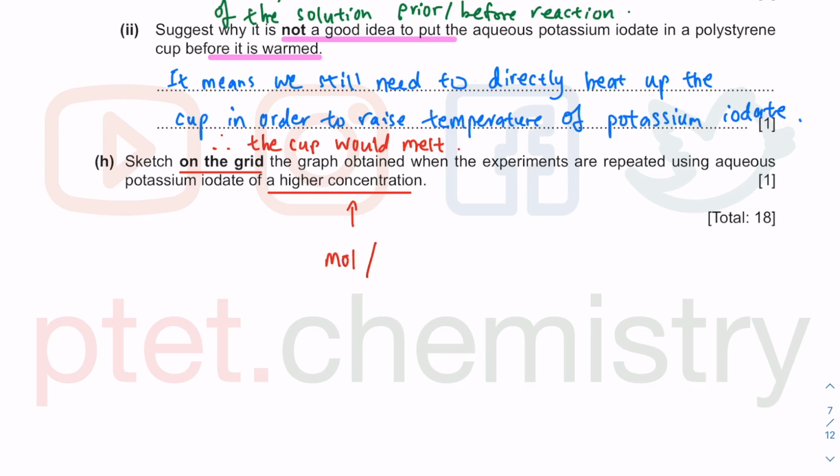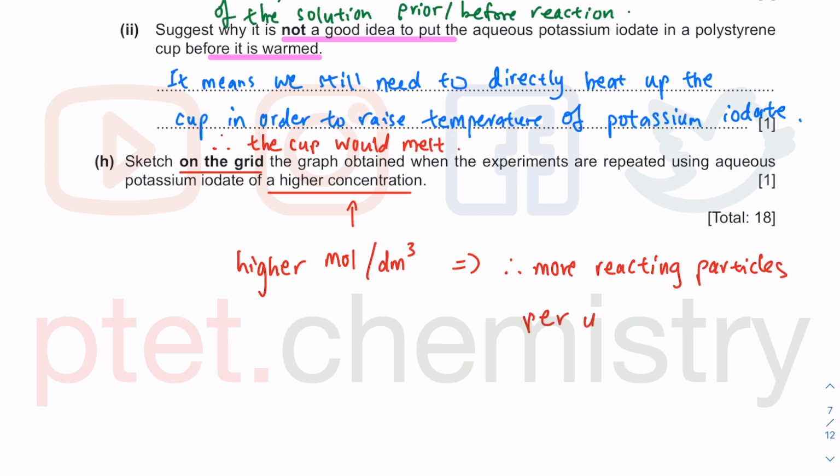Concentration is in mole per dm cube, so we're looking at higher mole per dm cube. Therefore, we have more reacting particles per unit volume. If we have more reacting particles per unit volume, that means they can collide more frequently. So we talk about particles colliding more frequently.